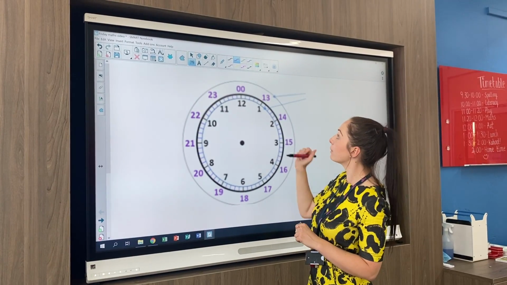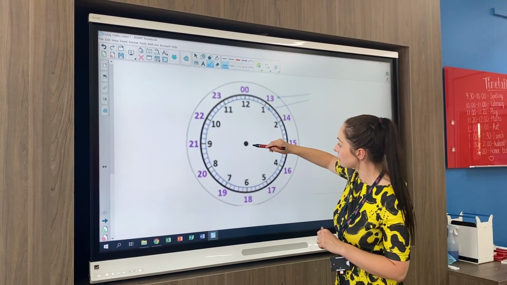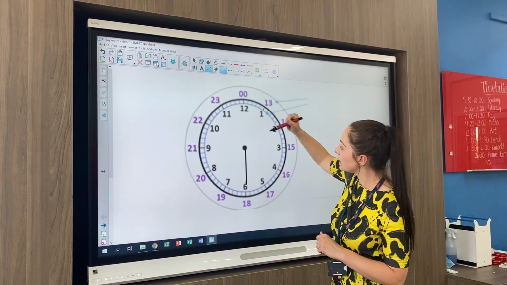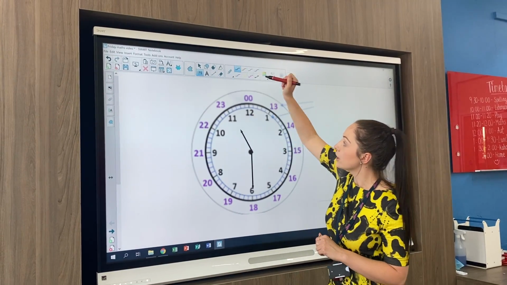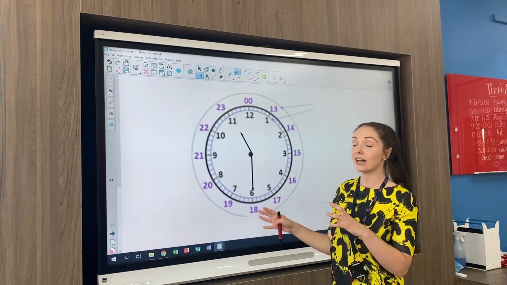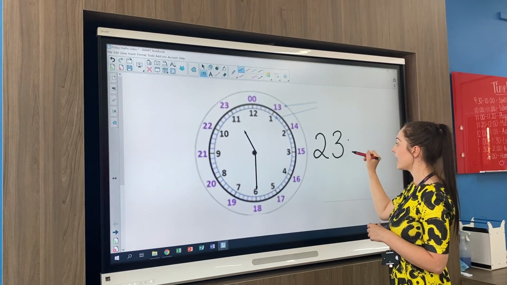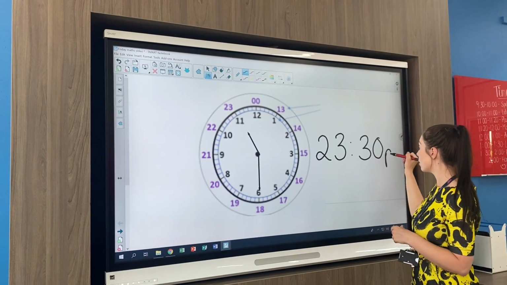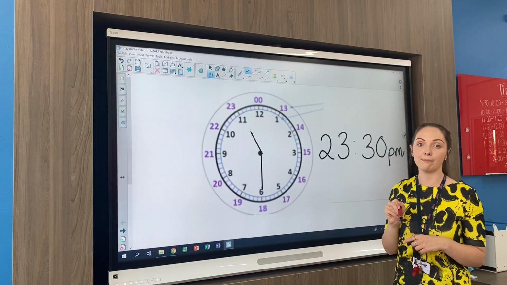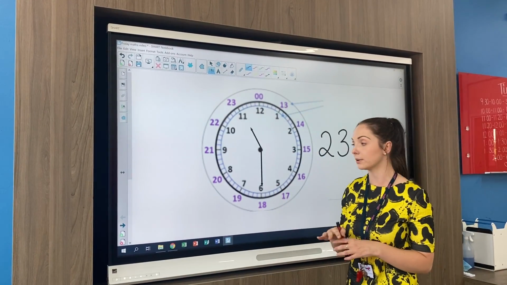So if, for example, it was this time, so let's do my minute hand pointing to the 6 and my hour hand pointing to the 11. So if that was 11:30 at night, it would be 23:30 instead of 11:30. But remember, this is only when it's PM, which is the afternoon. If it's AM, it would still be 11:30, okay?